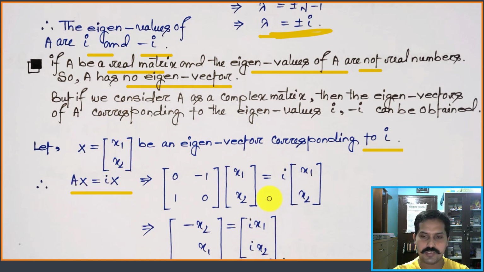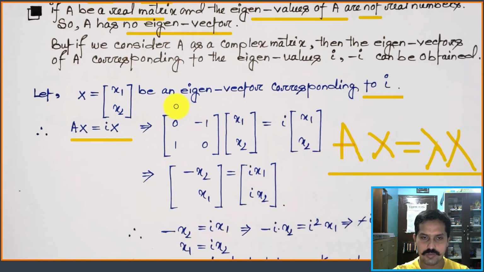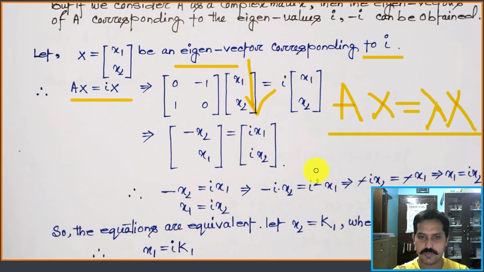So this is our condition of eigenvectors, right? Because AX equals lambda X. If X satisfies this condition, then we can say that X is the eigenvector. Here lambda is I, so AX equals iX. Now put the values of A: 0, minus 1, 1, 0. X is x1, x2 according to our assumption. Lambda is I and X is x1, x2. Then do the multiplication row into column, that is the matrix multiplication method. 0 into x1 plus minus 1 into x2, that is minus x2. 1 into x1 plus 0 into x2, that is x1, equals ix1 and ix2.